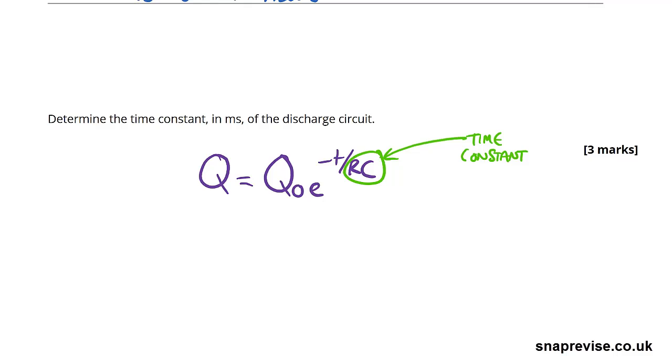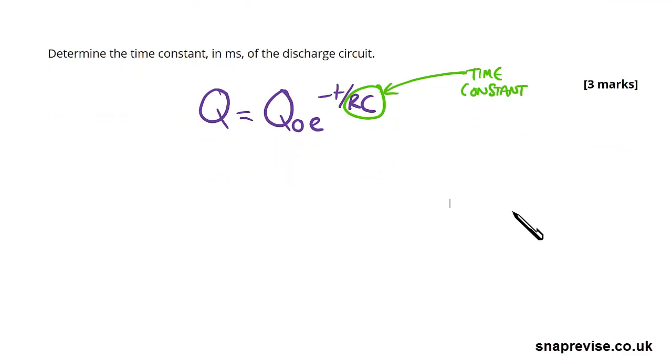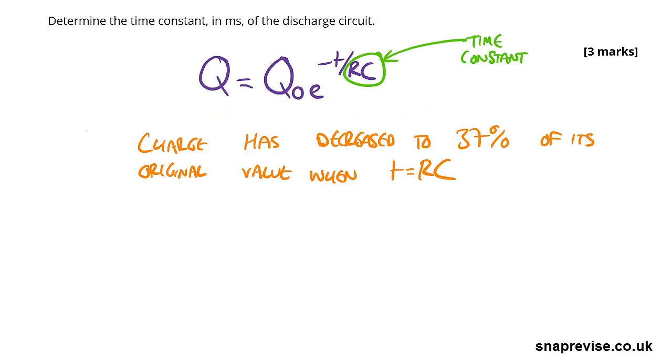So we'll do the graphical approach first. That's where we realise, and this is probably the simplest way to say it, that the time constant, we remember, tells us the time taken to fall to 37% of our original charge. A slightly better way of putting that is that the charge has decreased to 37% of its original value when t equals RC.